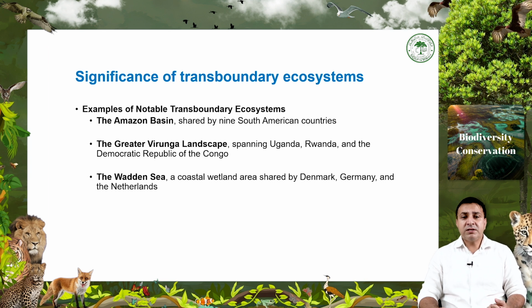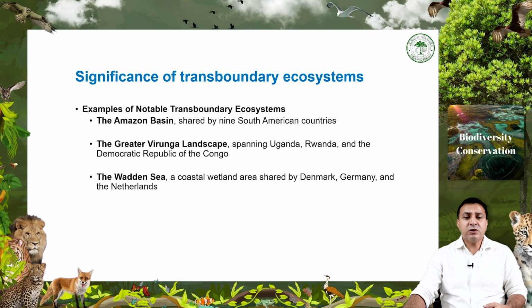Another example of the significance of transboundary ecosystems is the Wadden Sea, a coastal wetland shared by Denmark, Germany and the Netherlands, which is very crucial for migratory birds in the East Atlantic Flyway.